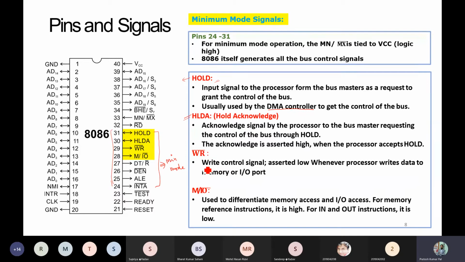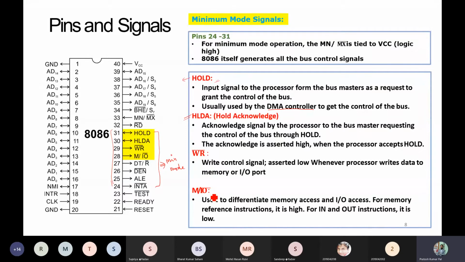Here WR bar is for writing the data. Basically, the write control signal is asserted low whenever the processor writes data to memory or an input output board. So whenever data is being written by the microprocessor to any memory or input output device, this pin should be active low. That is an output pin.